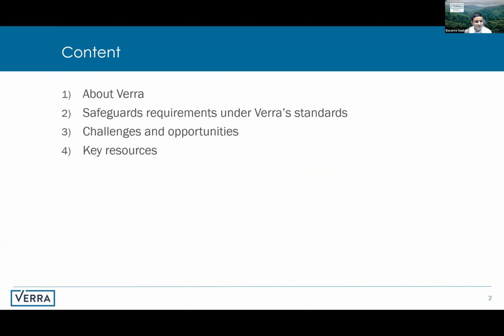During this about 15 minutes time, I'll be covering these mainly four topics. So first I'll introduce a little bit about Vera, and then about safeguard requirements under Vera's standards, and what are the challenges and opportunities that we know so far when implementing safeguard requirements. So I'll be sharing some thoughts on these. And then finally, some of the links to the key resources so that you can check more when you get these slides later on. Please, next slide.